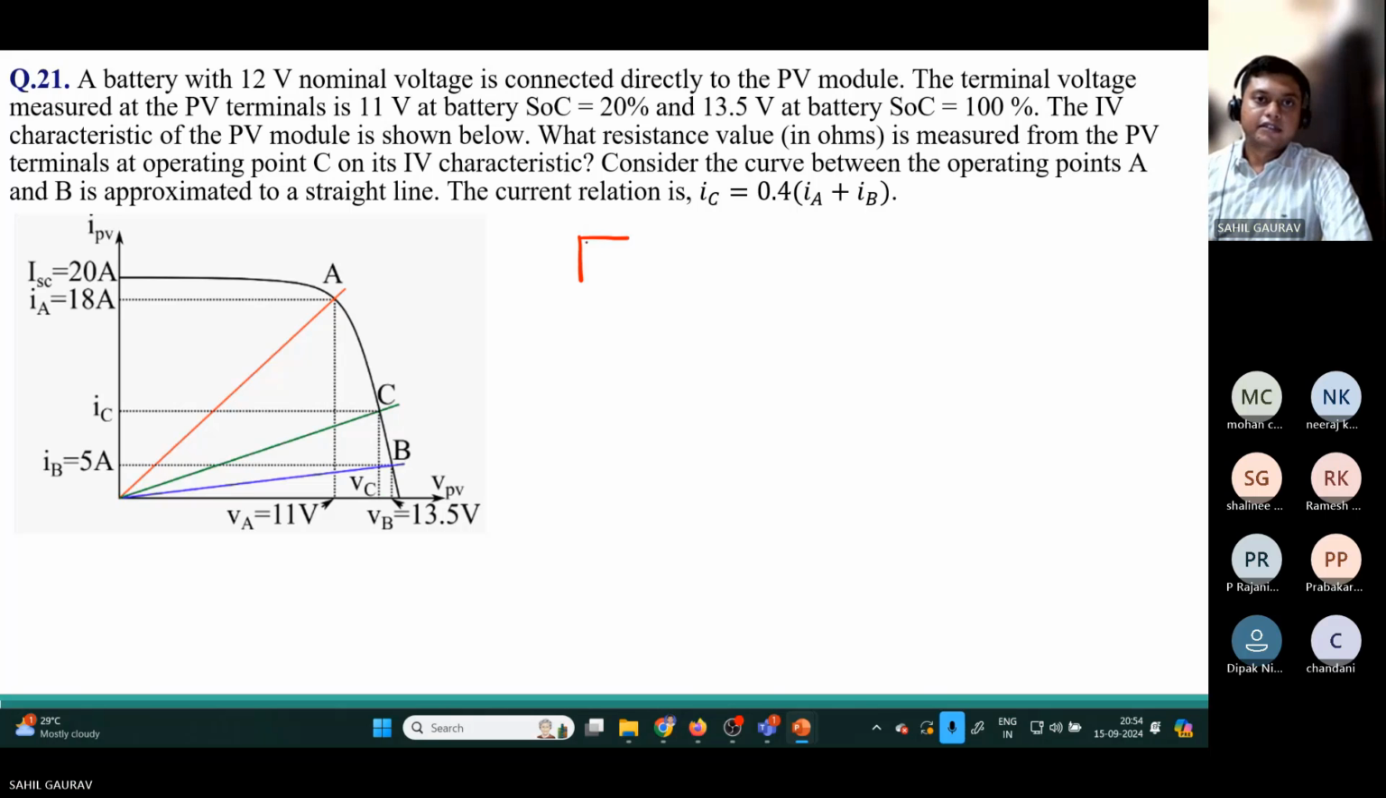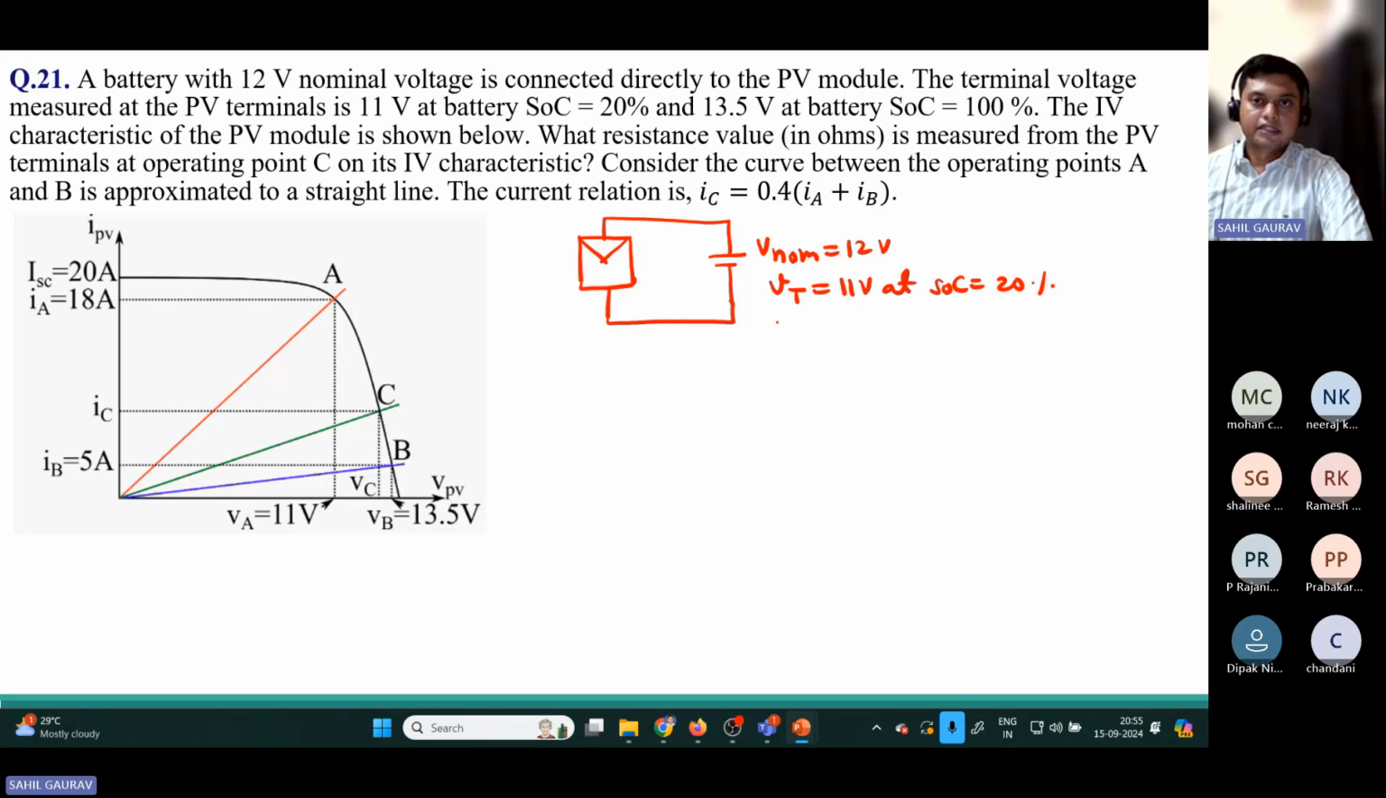So we are having this PV panel connected with this battery. The nominal voltage is given as 12 volt, and the terminal voltage is given as 11 volt at SOC of 20%. And this terminal voltage is given as 13.5 volt at SOC of 100%. So let us take this as terminal voltage.